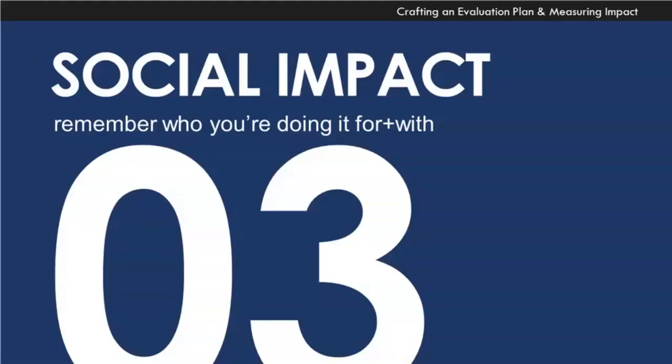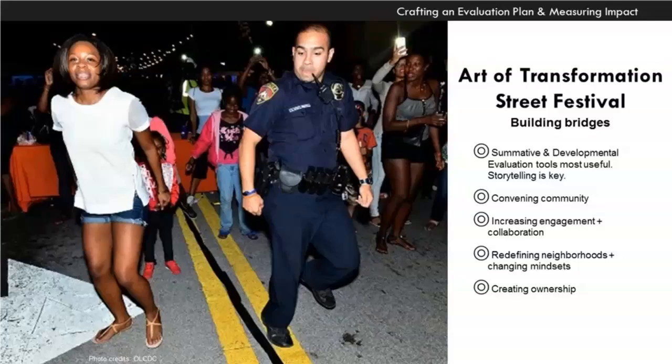And then lastly, looking at the social impact of creative placemaking, one thing that I like to say is just remember who you're doing the projects for, but also who you're doing it with, because you should be working with a lot of people, like I said, various stakeholders in implementing these projects.